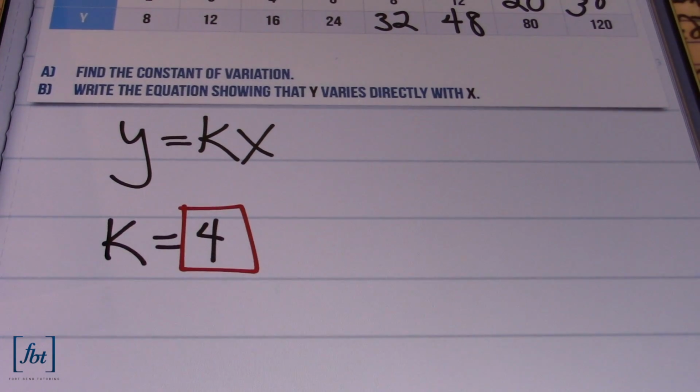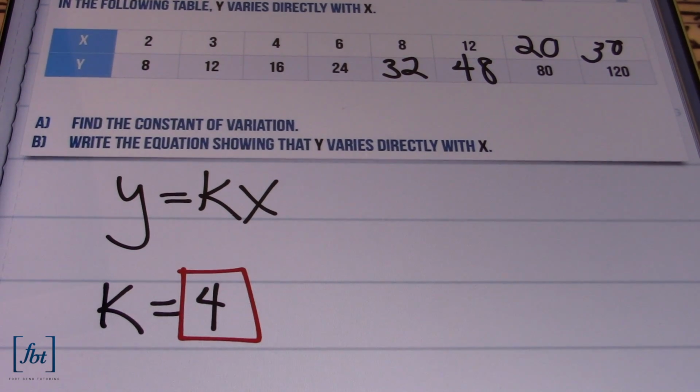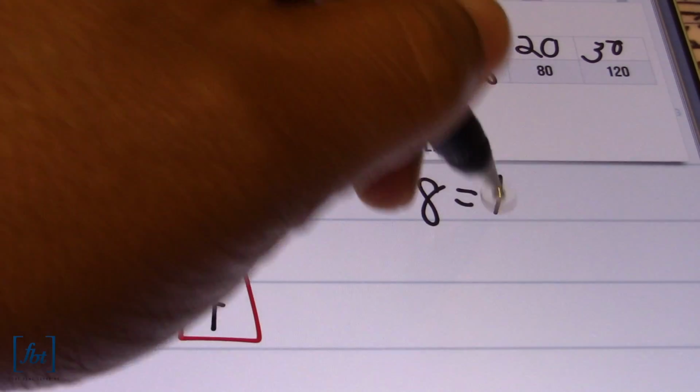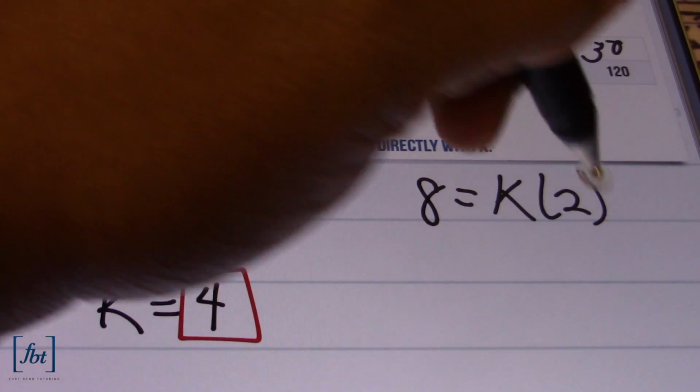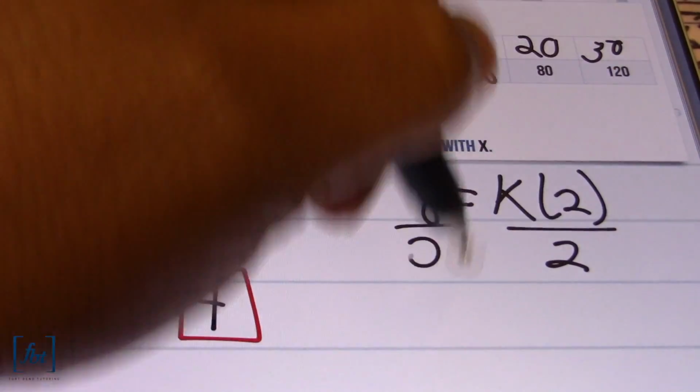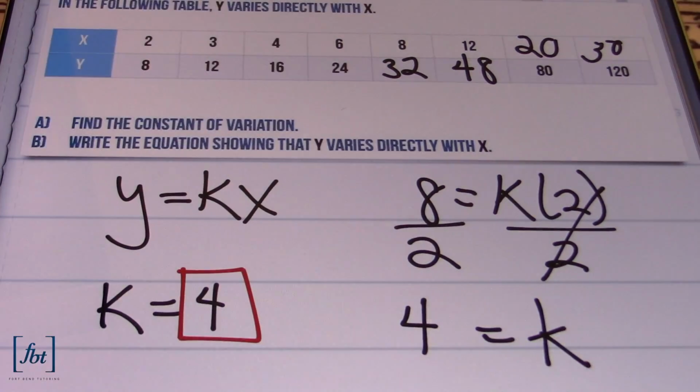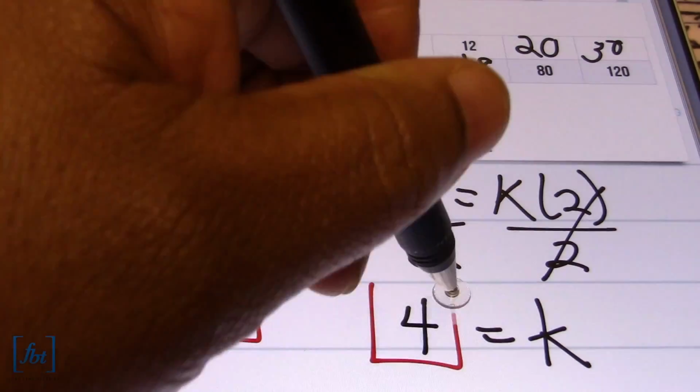Now, for those of you that couldn't see from the table that we were multiplying everything by 4, what you could do, you could take one input and one output. For instance, you can use the value of x as 2 and use the value of y as 8 to solve for your constant of variation, showing that I would have 8 equals k times 2. All right. Then solving for k, we would divide both sides by 2. So therefore, our constant of variation, once again, comes out to be 4. And as always, red box it.